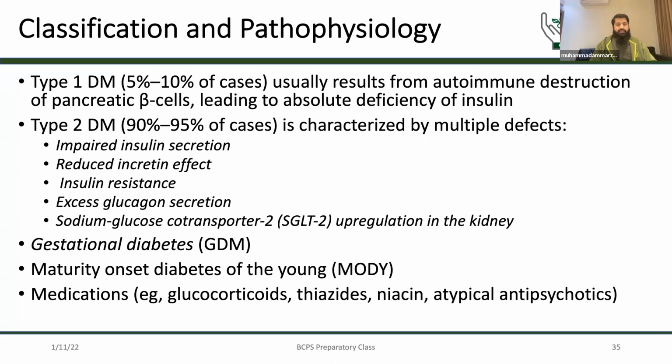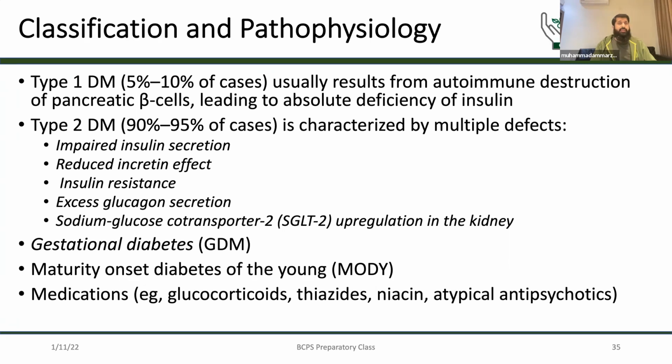Type 2 diabetes mellitus is more common, 90 to 95% of the cases, and there are multiple defects which are characteristic of type 2 diabetes. We will not go into detail. There are other types of diabetes as well, for example, gestational diabetes, maturity onset diabetes of the young, and medications can also cause glucose intolerance. But we will mainly focus on type 1 diabetes and type 2 diabetes. We will not go into other types of diabetes.